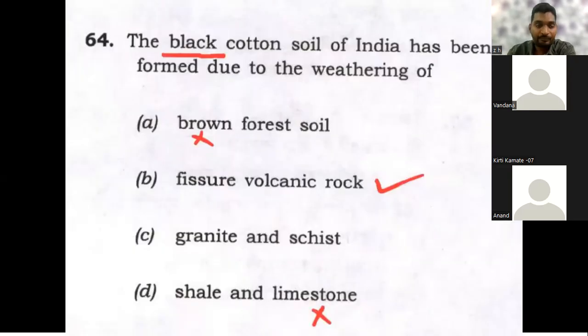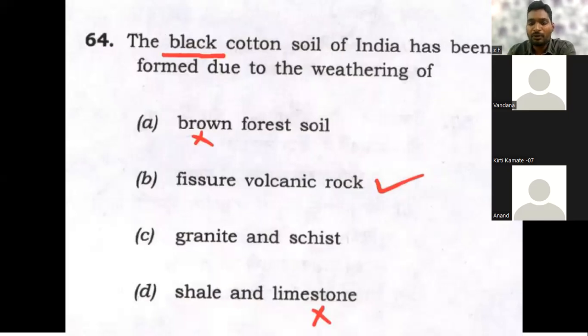Now, very quickly, looking at the language part, like I said, we need to observe the language of the paper and how UPSC uses language and how UPSC expects us to use that language. Now, this question is a very simple one. The black cotton soil of India has been formed due to the weathering of... Now, as I have underlined, black cotton soil.